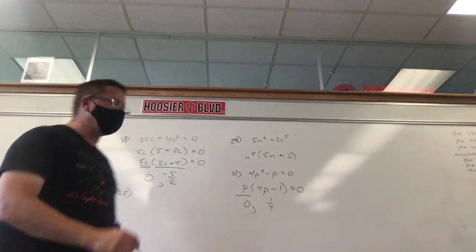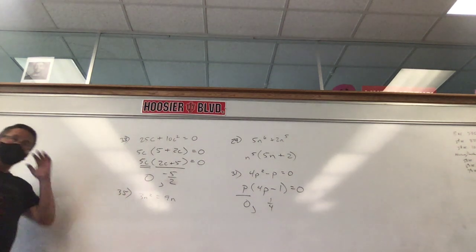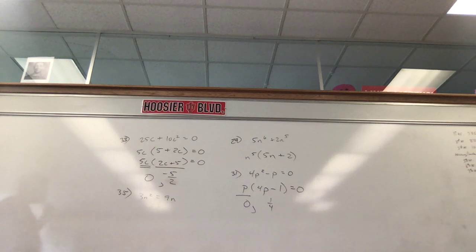3n squared equals 9n. 3n squared equals 9n. Okay. This one's a little bit different. How is this different than the first two questions we've done? It doesn't have an n squared.